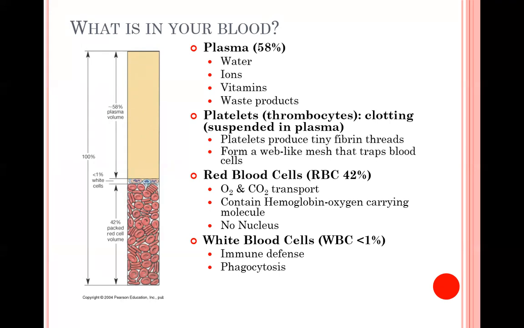And then backtracking a little bit to red blood cells, they carry oxygen and CO2. They contain hemoglobin, an oxygen-carrying molecule, and there's no nucleus. They're the little things that look like a donut without the hole punched out.